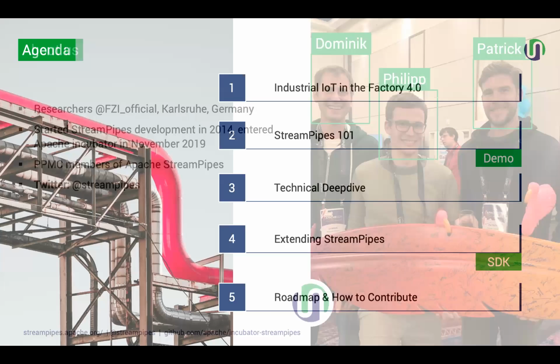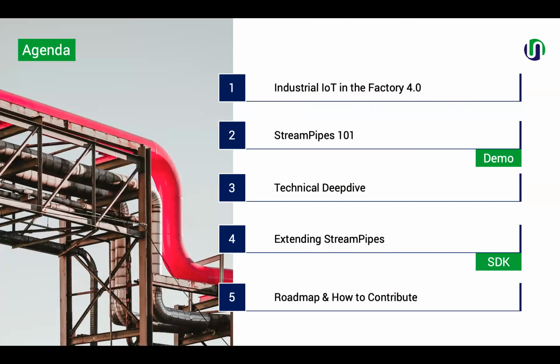Then, first, coming to the agenda. We'll start with an introduction into the industrial IoT and Factory 4.0. Then we will give a brief overview of StreamPipes and the different functionalities that we have. We will directly have a demo where you can see the system and how we work with sensor data. We focus both on sensor data, like temperature sensors or other sensors that are common in industrial settings, but we can also process image data.